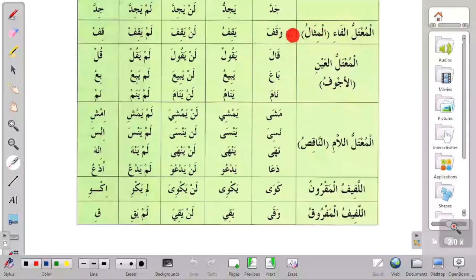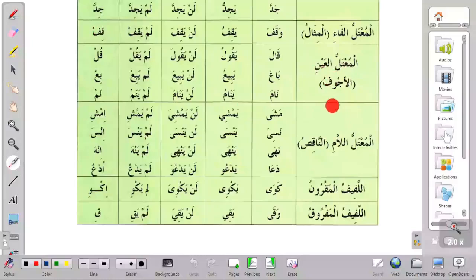So the example of misal, you see waqafa. Then it takes the same conjugation as the others. The mudhari is yakifu. And when it is mansub, it would be lan yakifa, from dhamma to fatha. Then when the lam comes, when it is majzum, lam yaqif. Very simple. Then the amr is kif.